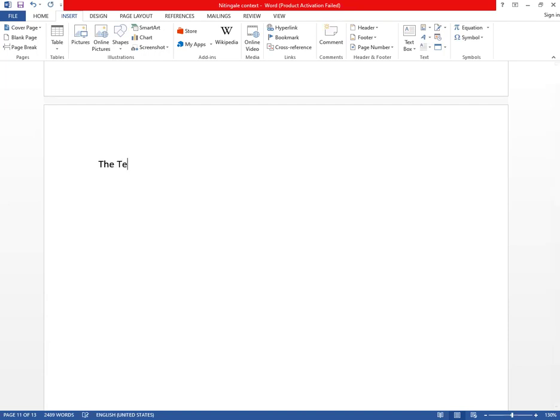The techniques used in the short story, The Nightingale and the Rose.